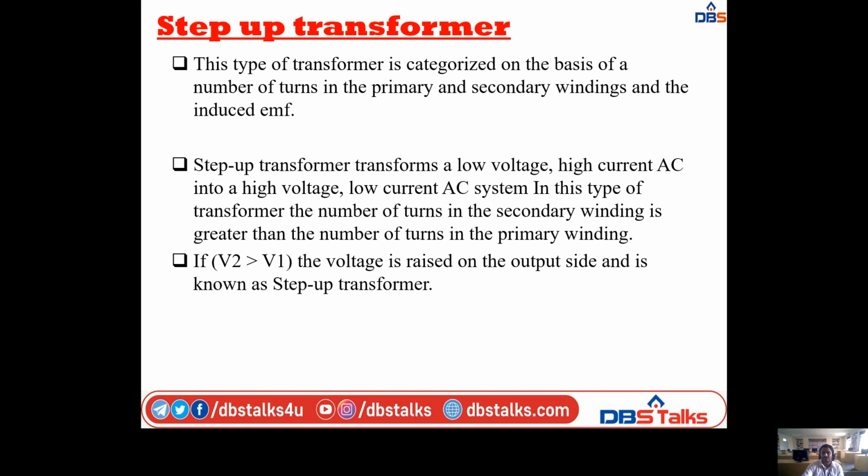So this type of transformer is categorized on the basis of the number of turns in the primary and secondary windings and the induced EMF. Okay. So a step up transformer transforms a low voltage high current AC into a high voltage low current AC system. In this type of transformer, the number of turns in the secondary winding is greater than the number of turns in the primary winding. That means if V2 is greater than V1, the voltage is raised on the output side and it is known as a step up transformer. I will show the diagram, you will understand that one.